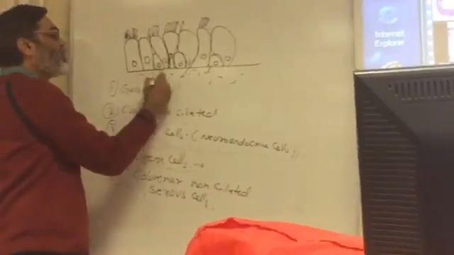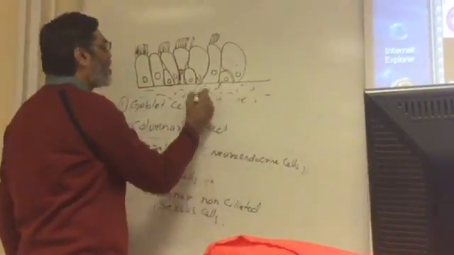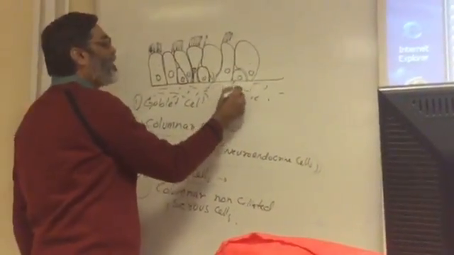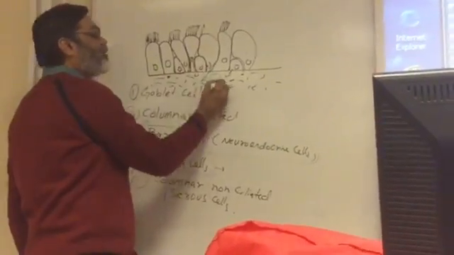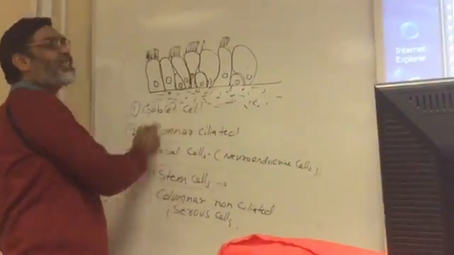Then we have this lamina propria. Just below here we have loose connective tissue. So in the loose connective tissue, in the lamina propria, we have blood vessels here. We have the blood cells here.